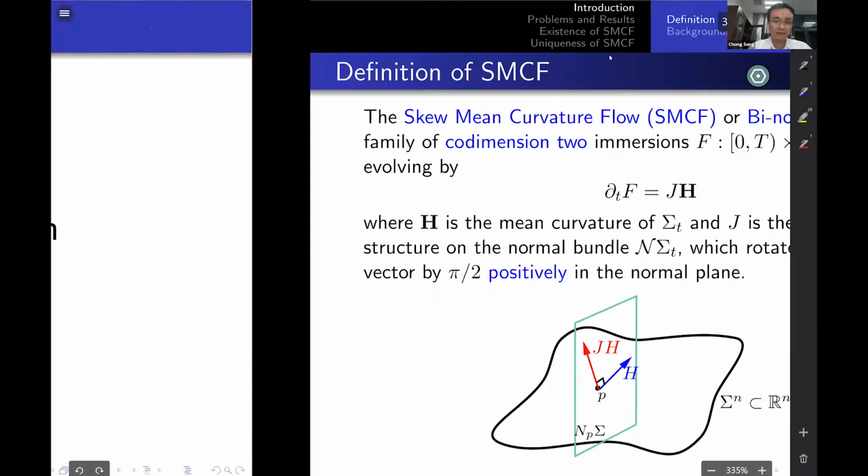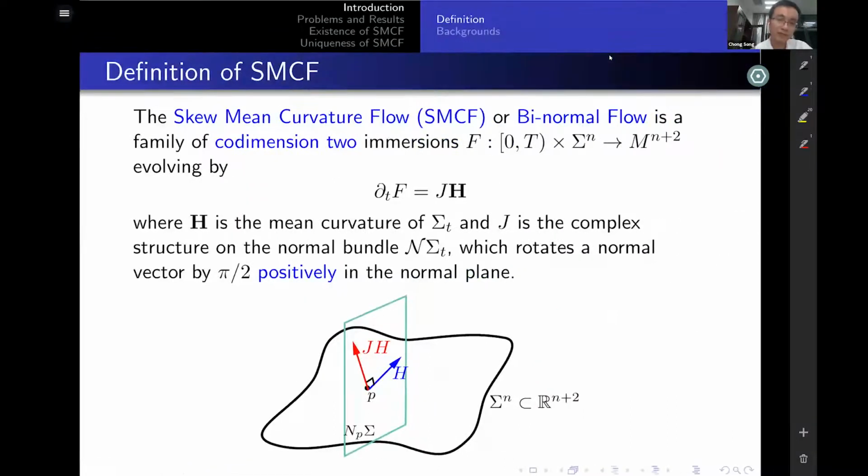So let's start with the formal definition of a skew curvature flow. The so-called skew curvature flow, or sometimes simply binormal flow, is a geometric evolution equation which involves a codimension 2 submanifold moving along its binormal direction and with a speed given by the mean curvature.